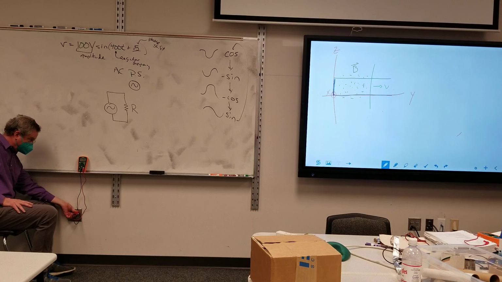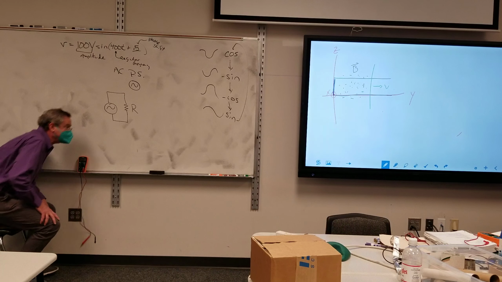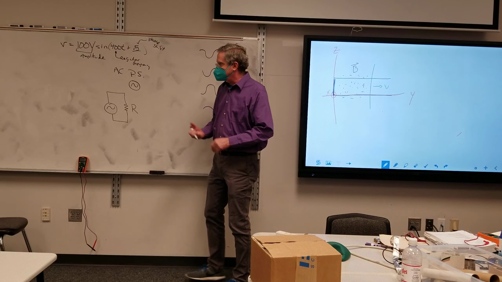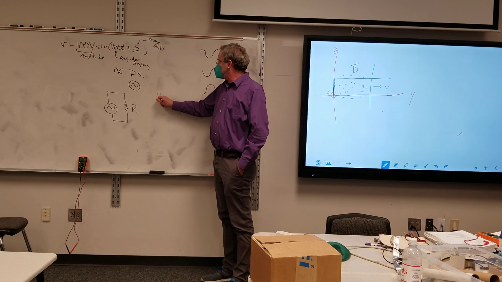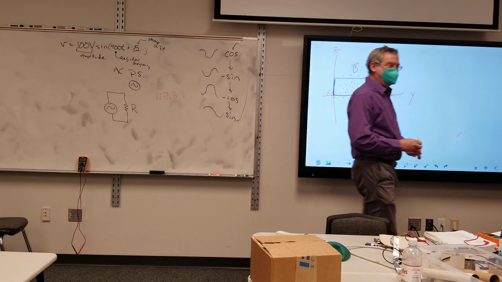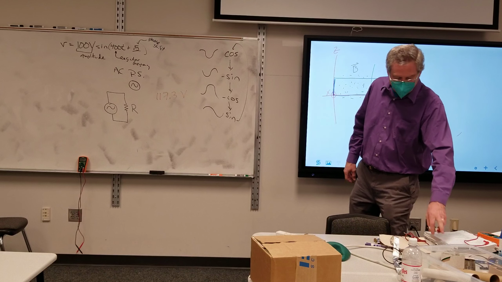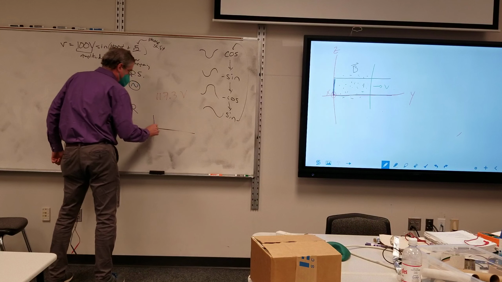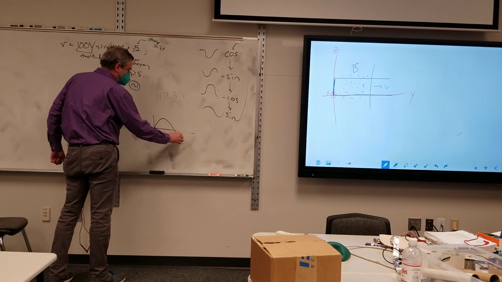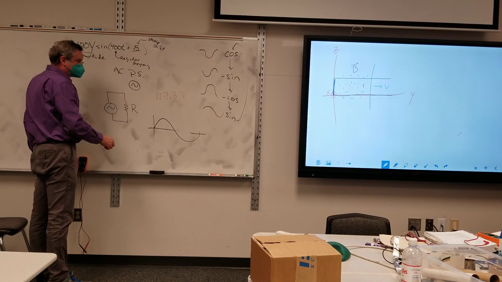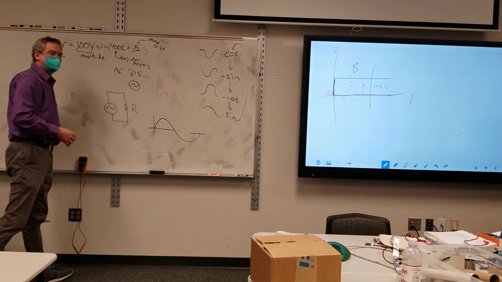And what number is it reading? 117.3. Okay, 117.3. Ideally, 120, but I got 117.3 volts. And the question is, what actually is that number? What does that mean? Because if I've got my power represented by a sine wave here, and it goes on forever, where's 117 on this?